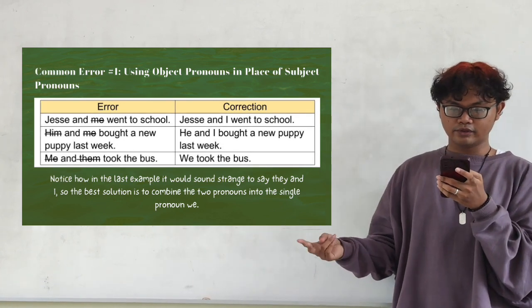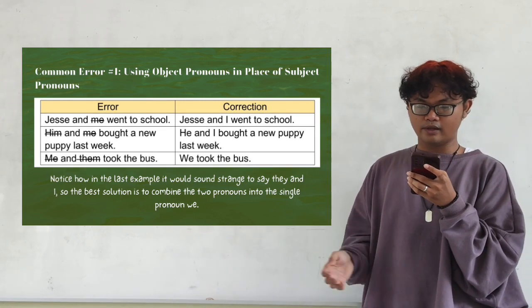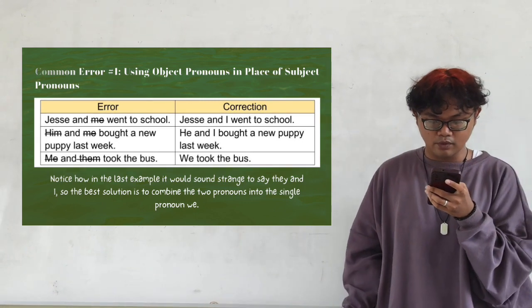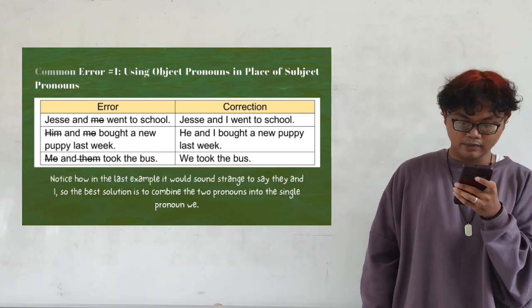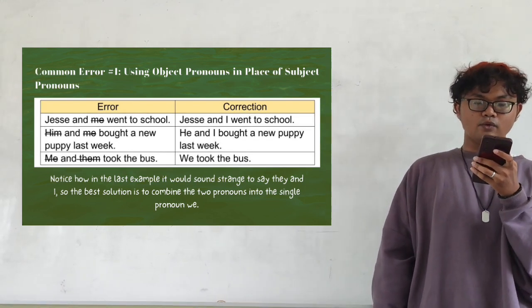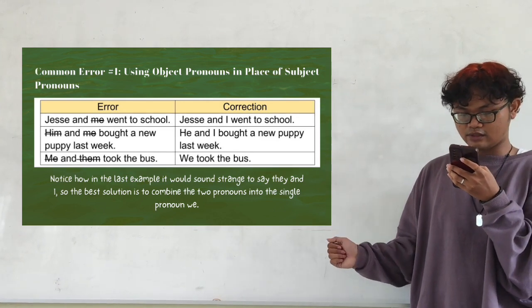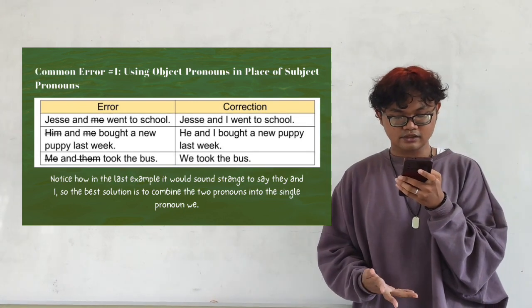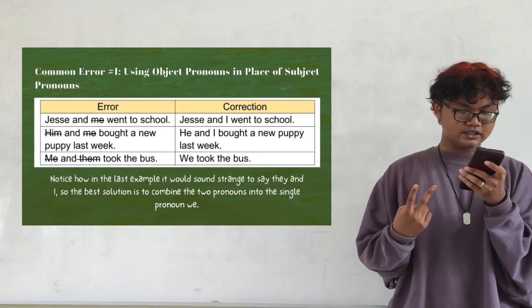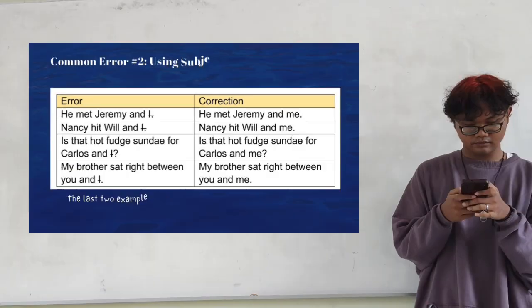Then number two is him and me go to a new place, and the correction is he and I go to a new place. Me and them took the bus, and the correction is we took the bus. Notice how in the last example it would sound strange to say they and I. So the best solution is to combine the two pronouns into a single pronoun, we. So it will be we took the bus.